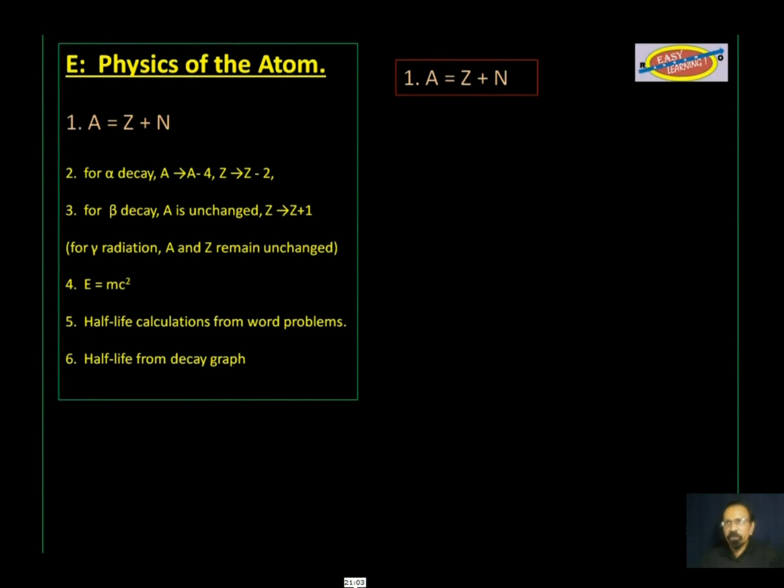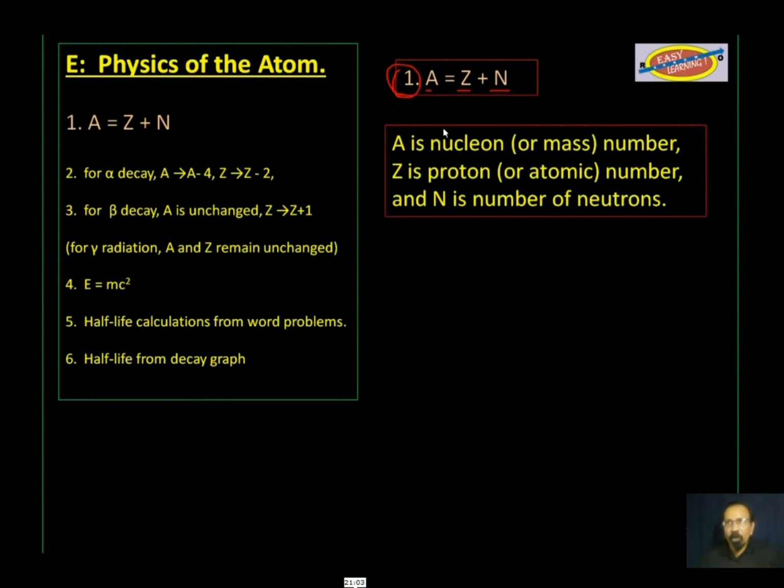So now we get to equation 1. A is equal to Z plus N. In that formula, A is the nuclear number, which in chemistry is referred to as a mass number. Z is the proton number, which again in chemistry is referred to as the atomic number. They are the same things. And N is the number of neutrons.